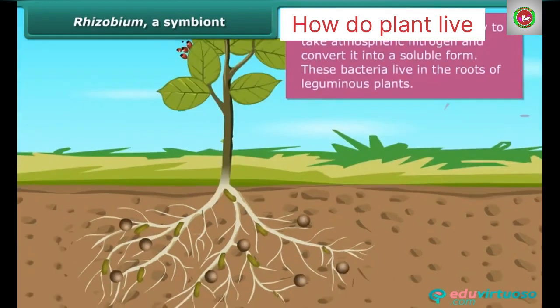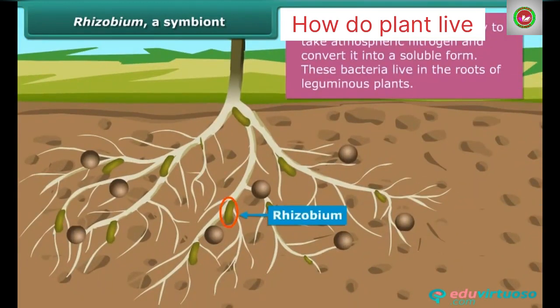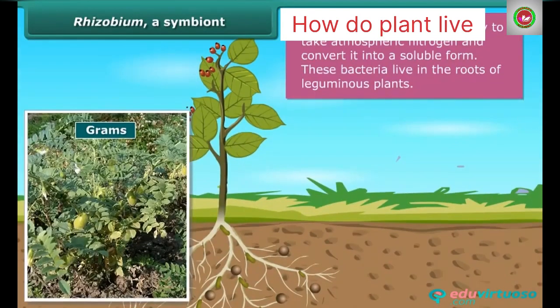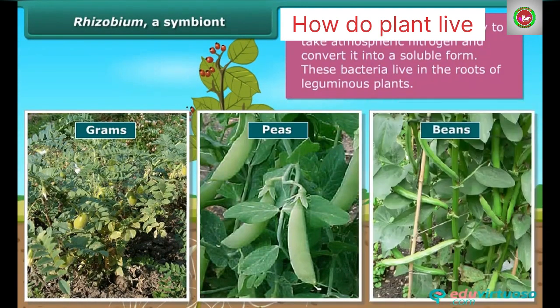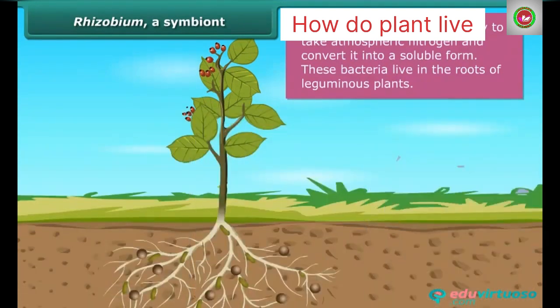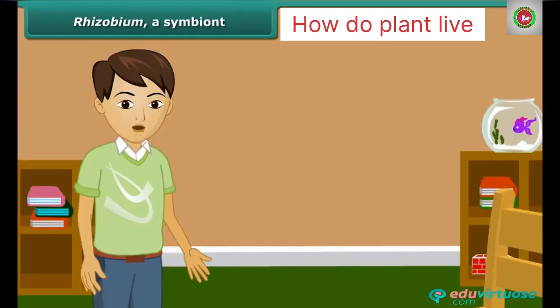The bacterium called rhizobium can take atmospheric nitrogen and convert it into a soluble form. These bacteria live in the roots of gram, peas, mung beans, and other legumes and provide them with nitrogen. In return, the plants provide food and shelter to the bacteria. Thus, we can say that rhizobium shows a symbiotic relationship.